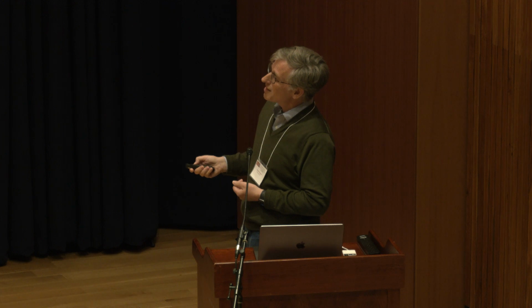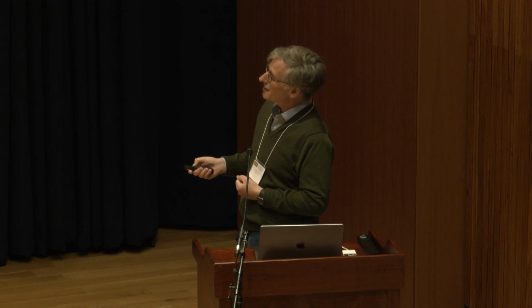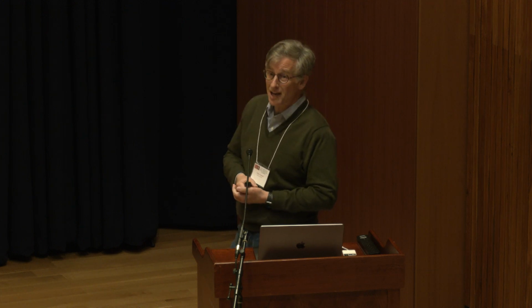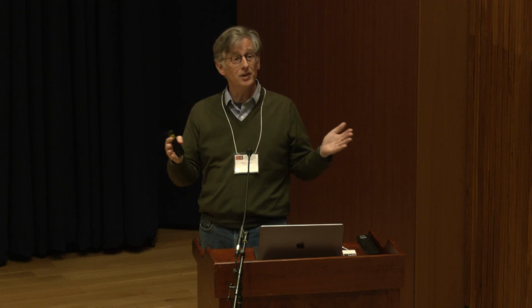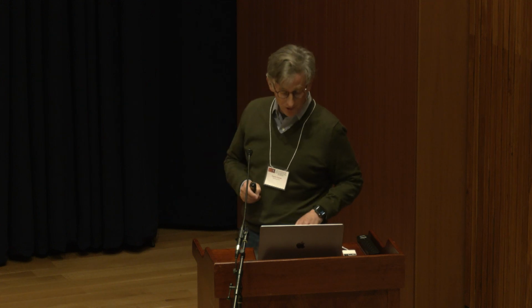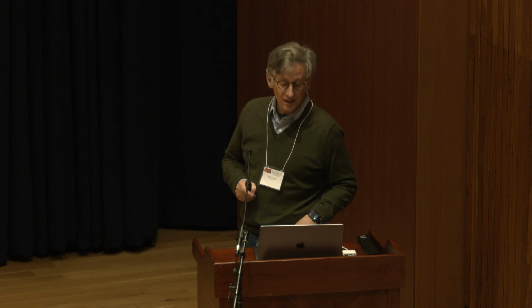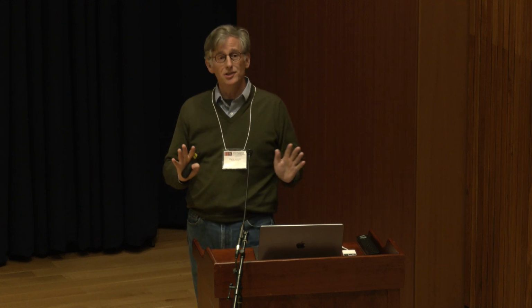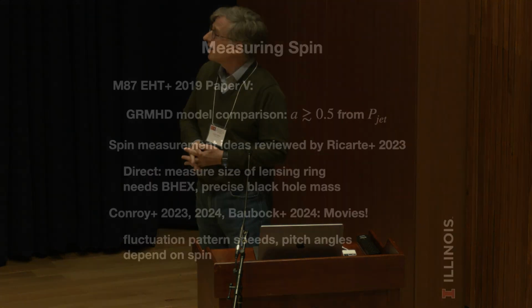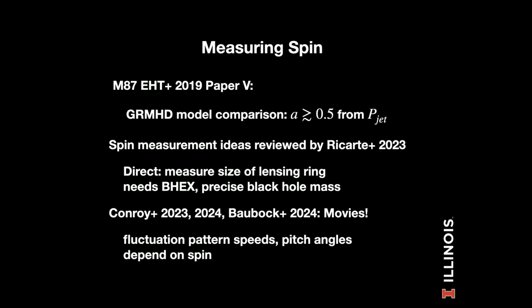Unfortunately, this needs not only an antenna in space, but it also needs a precise independent measurement of the black hole mass to understand what the correction is. So very difficult to apply to M87. There are lots of other ideas. So I'm going to mention two from my group, which are based on movies of M87, which is something that we expect to see from the Event Horizon Telescope or next generation Event Horizon Telescope fairly soon.